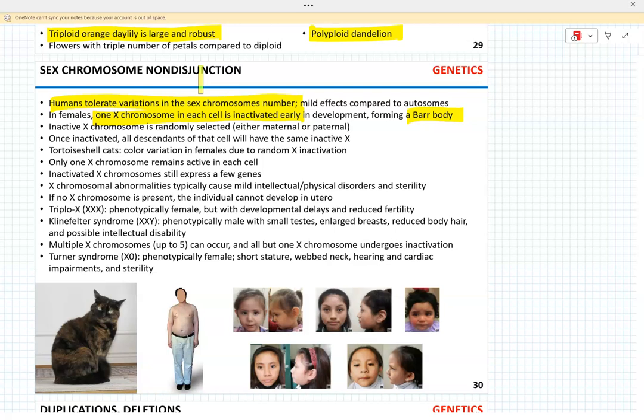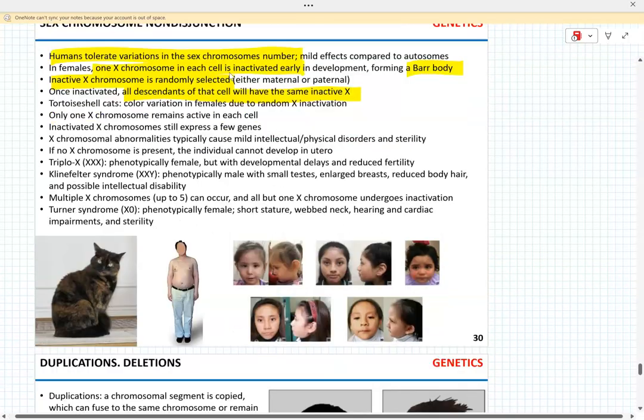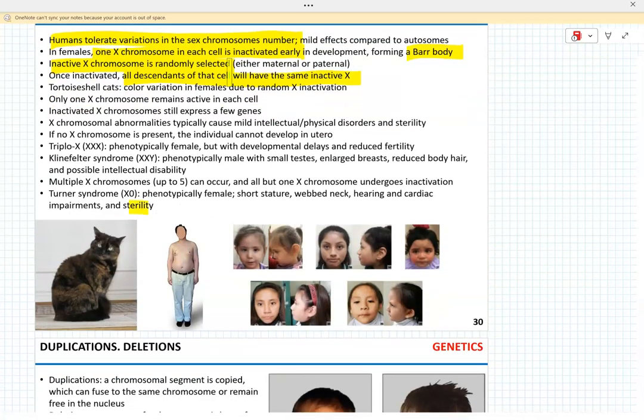The X chromosome that is inactivated is selected randomly. It can be paternal or maternal. And once it is inactivated, all the cell descendants, all other daughter cells, will have the same inactive X chromosome. A good example of this is tortoiseshell cats. They have a color variation because of the random inactivation of X. Only one X chromosome is active in each cell, but those X chromosomes can be slightly different in terms of the alleles.